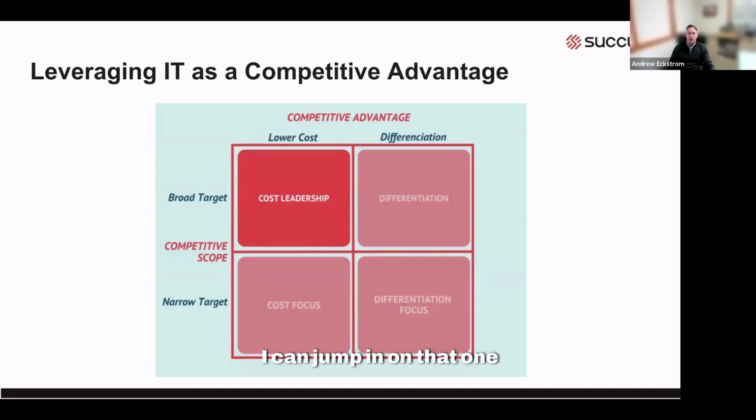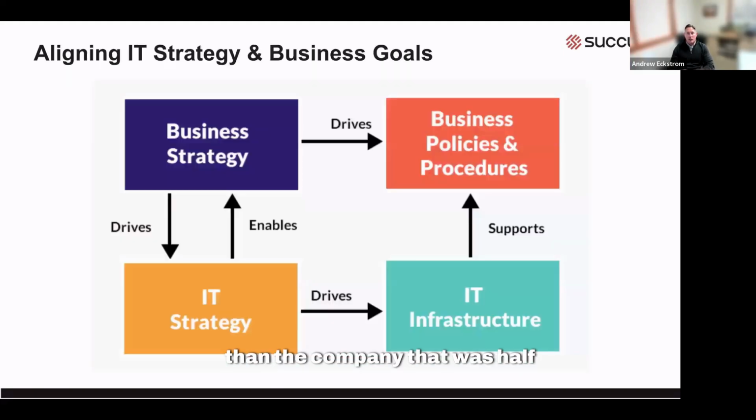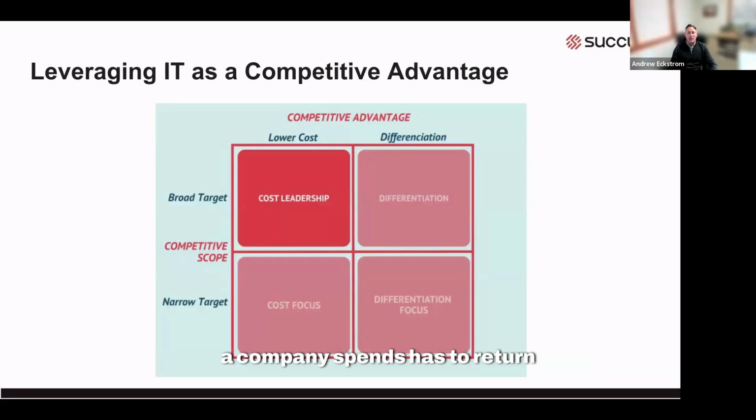Yeah, I can jump in on that one. So we'll go back to that story I was telling earlier about the tale of the two companies. The bigger company, which had an IT strategy driven by their business goals, was spending less every month than the company that was a third of their size. From a cost leadership standpoint, every dollar that a company spends has to return more than $1 worth of value back. For the little company, every dollar they spent, they were getting 30 cents of value back. Where the big company, every dollar they were spending, they were getting potentially $2 or $3 worth of value.